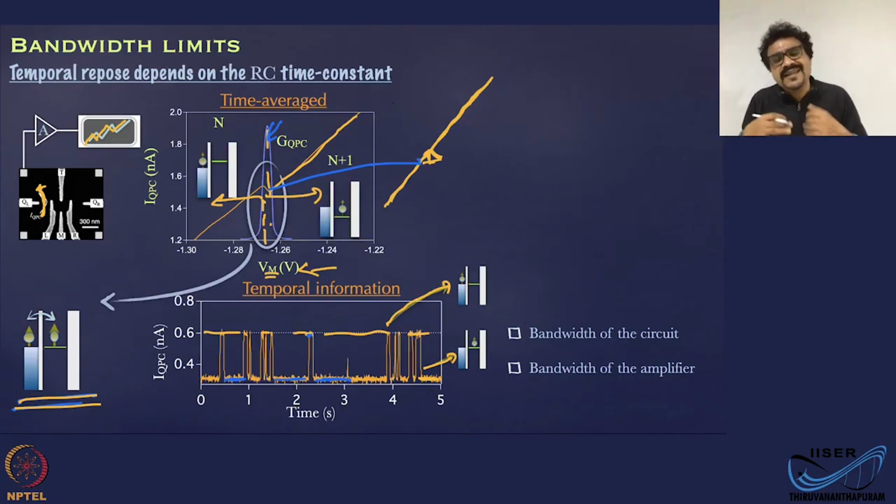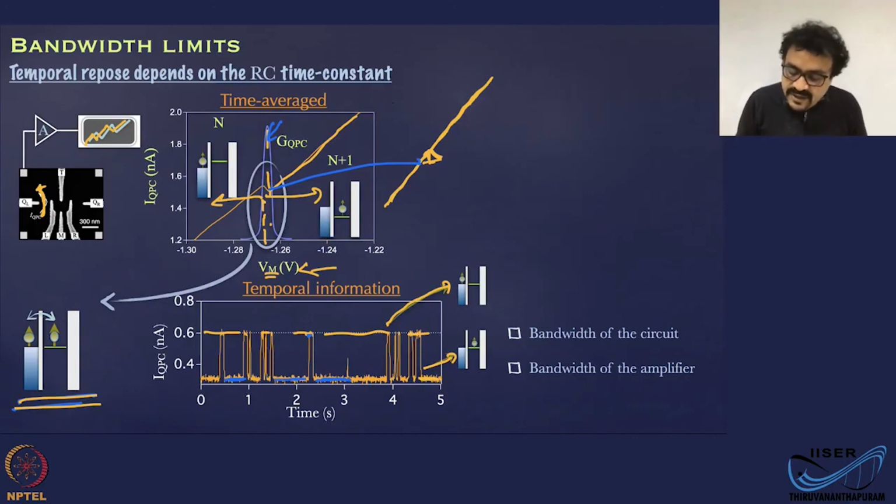So you are directly accessing the temporal information and also the spatial information. You are getting both here. The spatial information tells you whether the electron is inside or outside. The temporal information, by looking at these durations, tells you how long the electron has stayed outside and how long it has stayed inside. And it's also telling you the tunnel rates, actually.